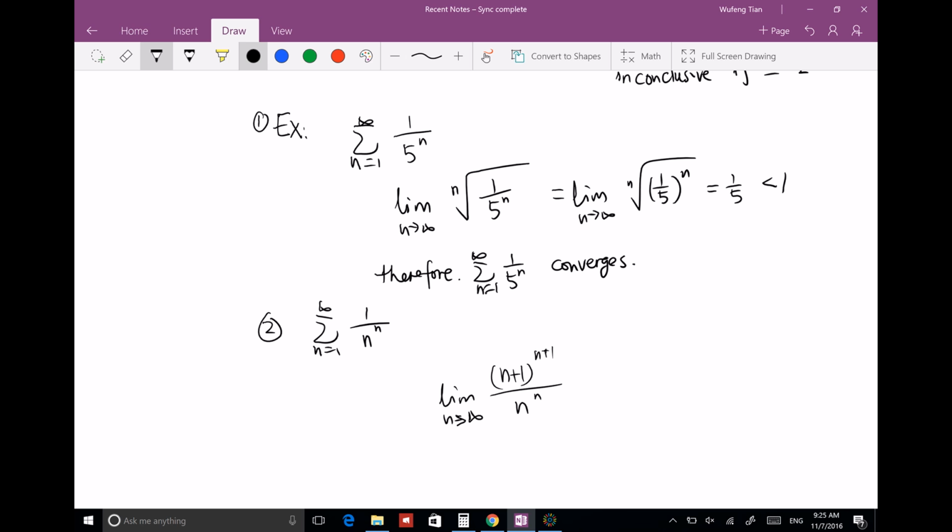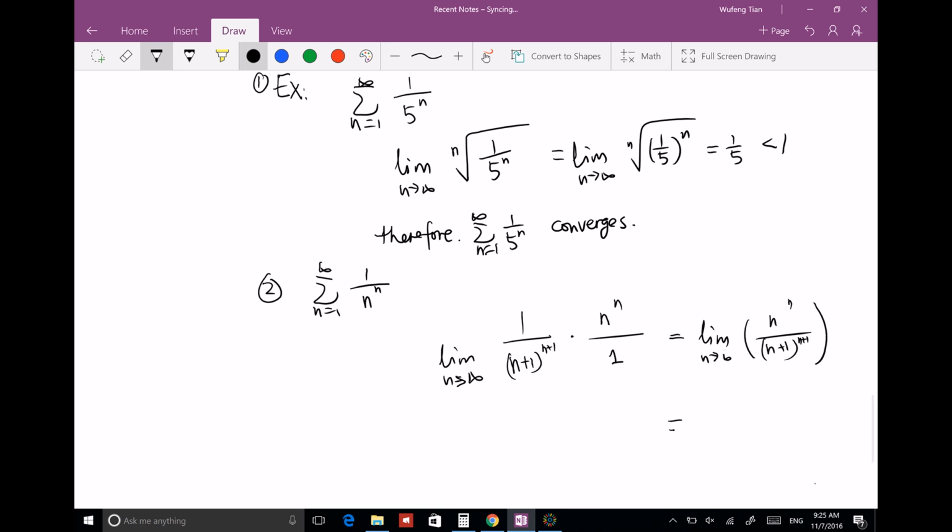Maybe I did it wrong. It is 1 over (n plus 1) to the power n plus 1, times n to the n over 1, because it's a(n plus 1) over a(n). If you use the ratio test, you get something like this: the limit as n goes to infinity of n to the power n over (n plus 1) to the power n plus 1. There's nothing you can cancel out. You could work on this as the limit of n to the power n over (n plus 1) to the power n, multiplied by another 1 over (n plus 1).